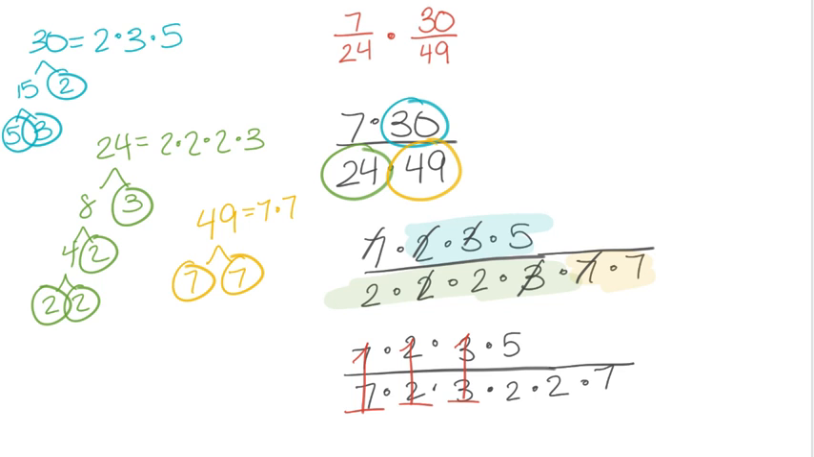So what we're left with is 5 over 2 times 2 times 7. So 2 times 2 is 4. And 4 times 7 is 7, 14, 21, 28. 28. So this is our final answer in simplified form.